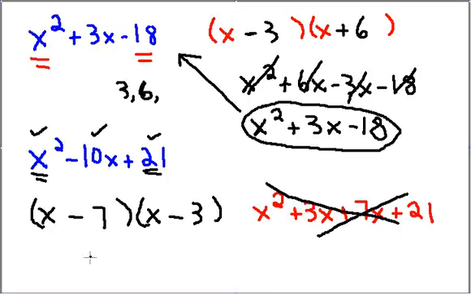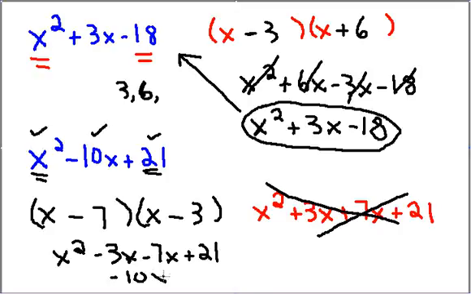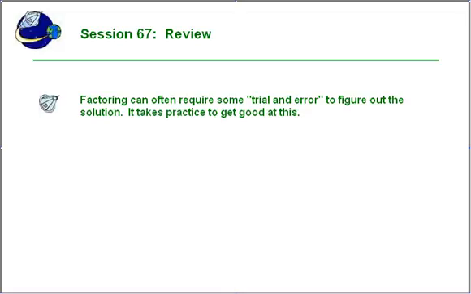Once again, x times x, rewritten in the long form here, is x squared. X times a minus 3 is a minus 3x. Minus 7 times x is a minus 7x. Minus 7 times a minus 3 is plus 21. And your minus 3x and minus 7x here combine to make a minus 10x. And when you erase this, what we are now left with is x squared minus 10x plus 21, which is in fact what we started with.